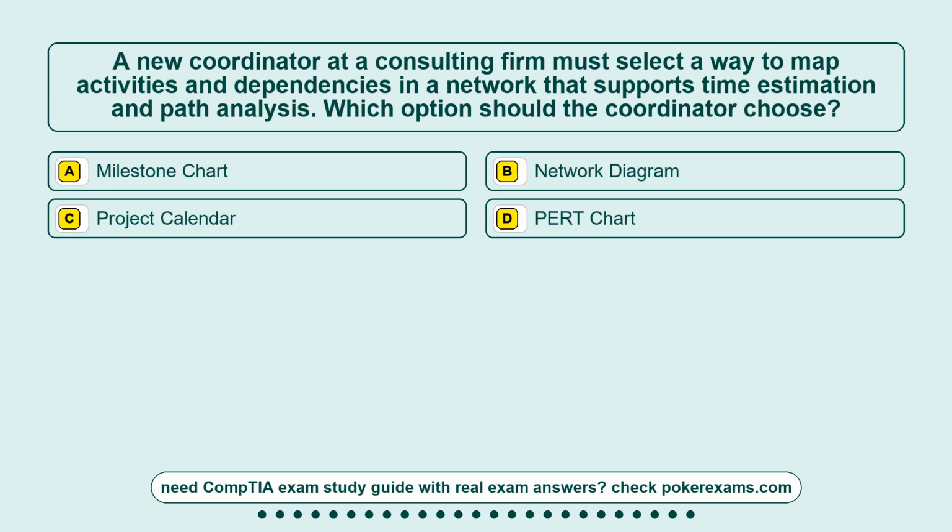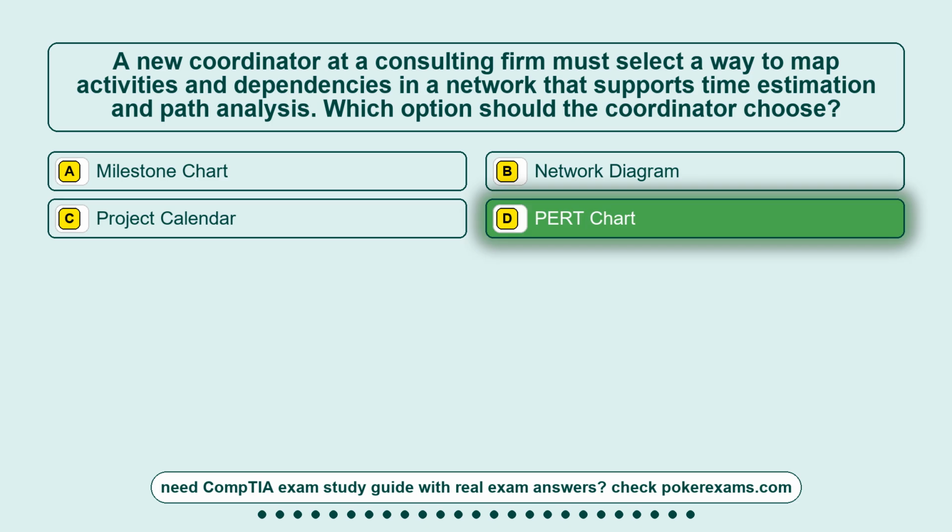Question 14. A new coordinator at a consulting firm must select a way to map activities and dependencies in a network that supports time estimation and path analysis. Which option should the coordinator choose? Option A, milestone chart. Option B, network diagram. Option C, project calendar. Option D, PERT chart. The correct answer is option D, PERT chart.